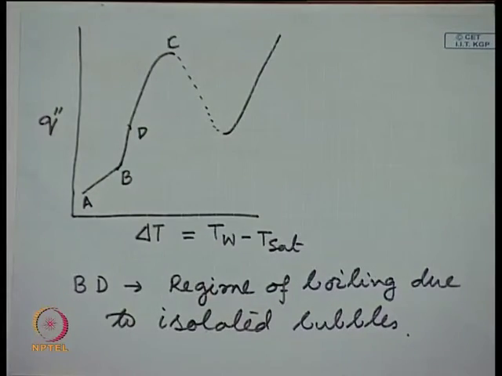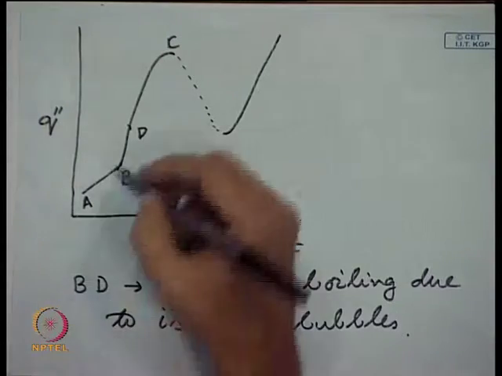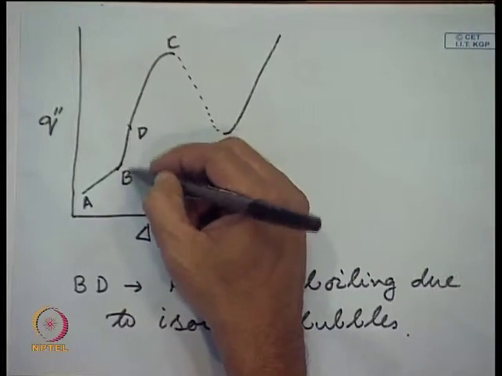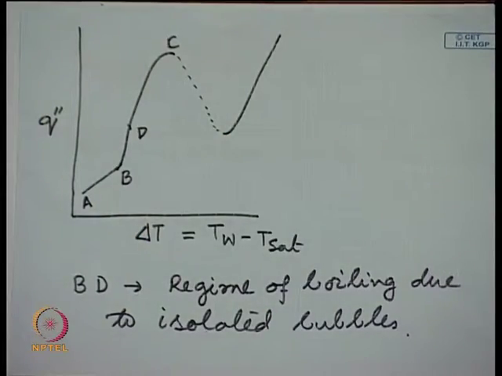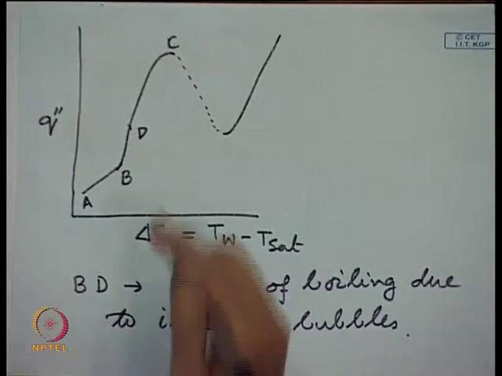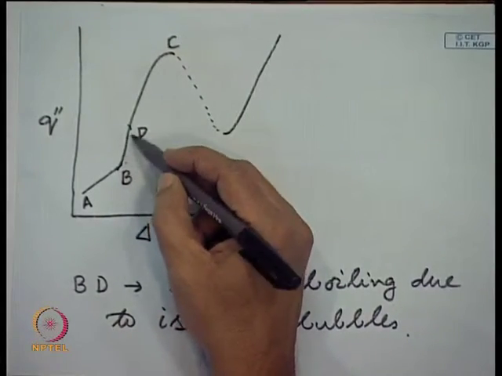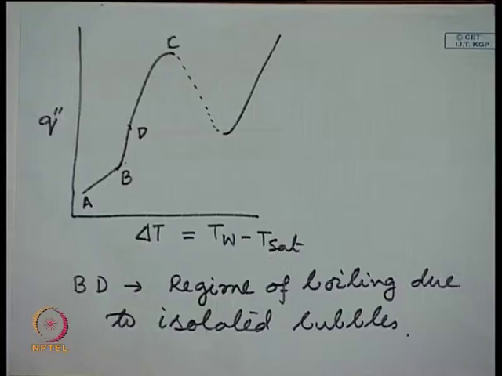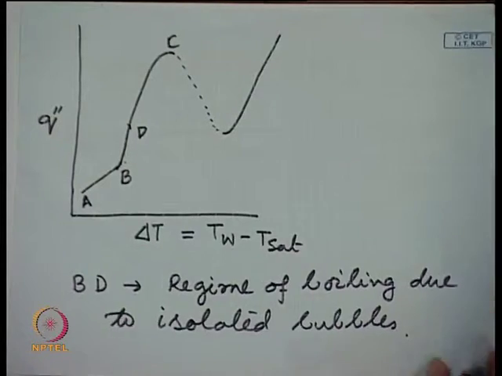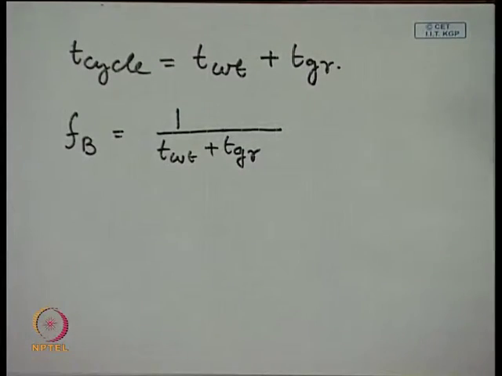This is generally determined from experiment, but suppose we want to do it theoretically, at least for this part of the curve. We will see the other parts of the curve later on, but at least for this part we can determine theoretically the value of Q double prime, the value of wall heat flux. How can we do it? A very simple equation can be written.